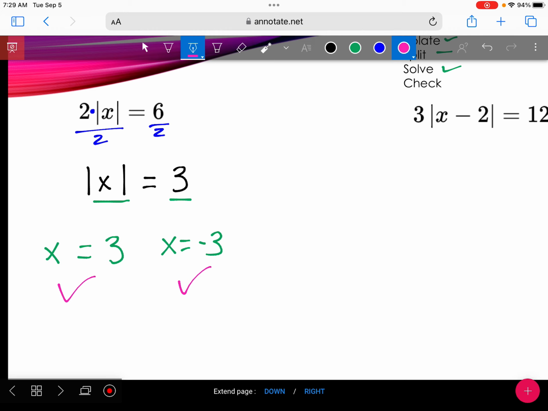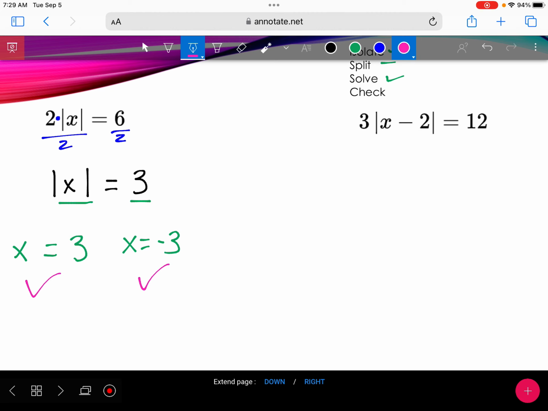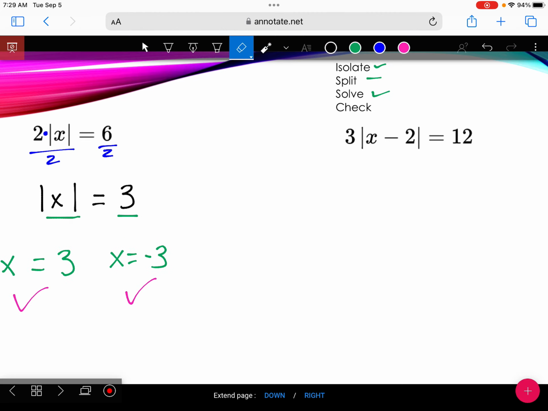You do not have to write tons out about your check, but you do need to check it. And even if it's just that you draw the check mark. And I will show you eventually today what it looks like when it doesn't check. Questions on this first one? If x was 4, it would be negative 4? It'd be 4 and negative 4, yes.